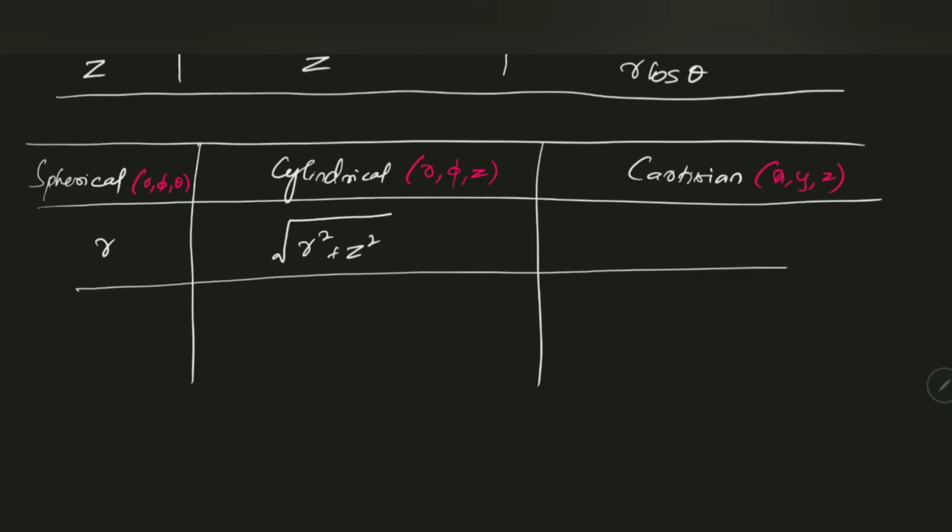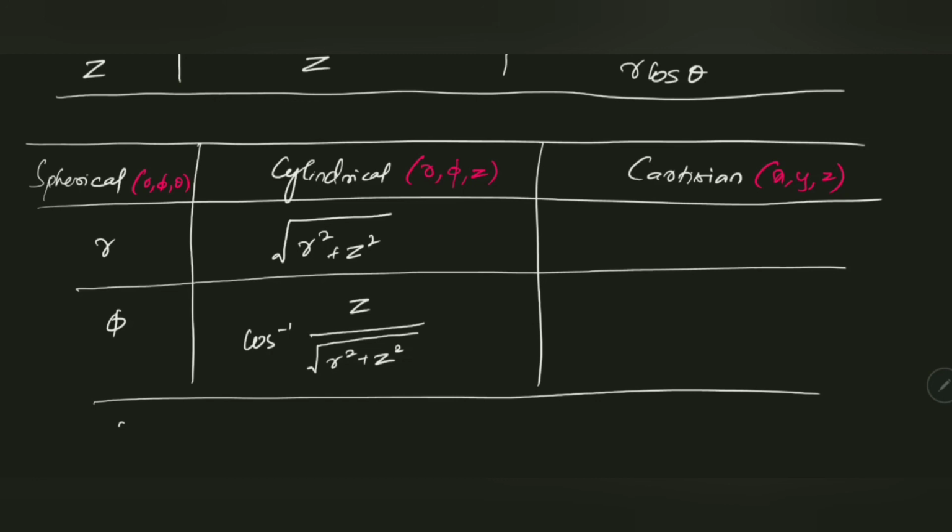And if you want to find the value of theta from the cylindrical, you have cos inverse, with the root of r square plus z square in the denominator and z in the numerator. And to find phi, there is nothing to compute, because phi is very common here. Phi is common, so phi remains the same.